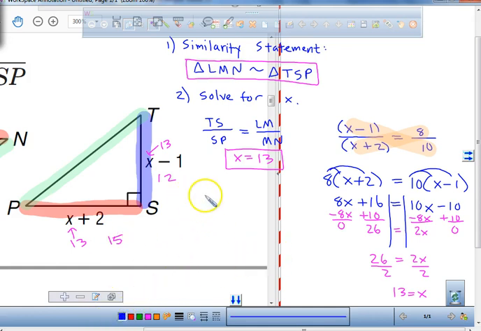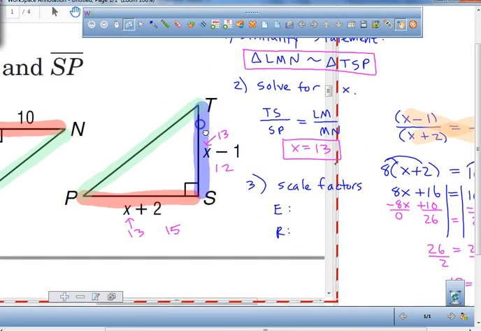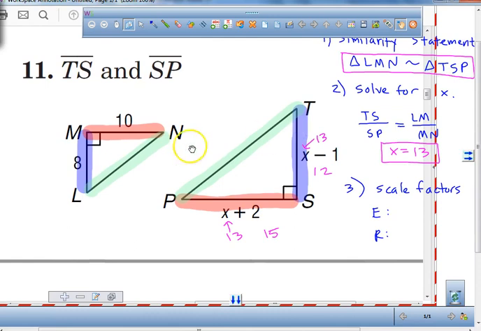So the third thing, what did I ask you to find for the third thing? Scale factor. Scale factors. So let's think about our scale factors. Now, every single one of these problems could have a scale factor that could be considered an enlargement or considered to be a reduction. All right? So right now we're going to look at how we set up our scale factors.